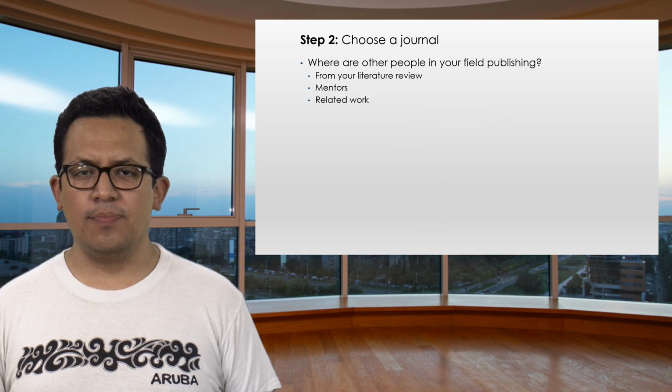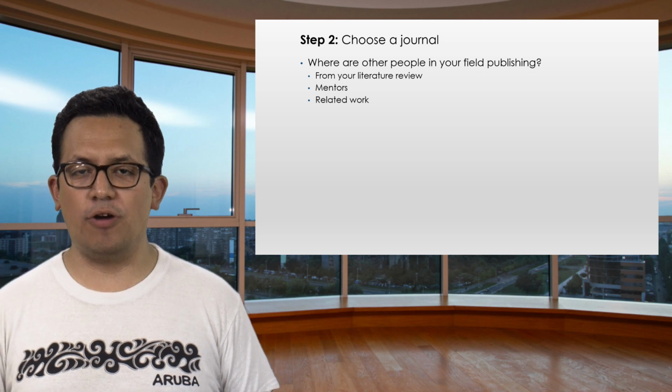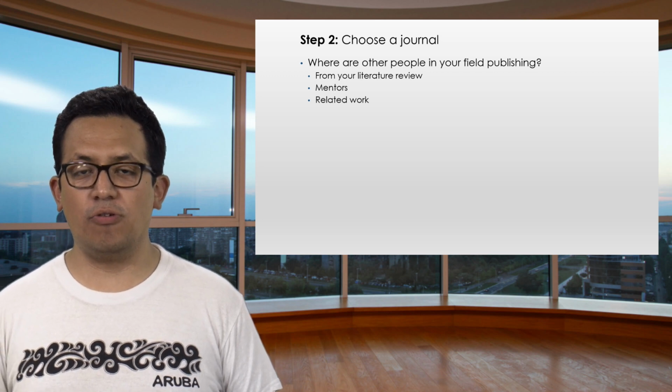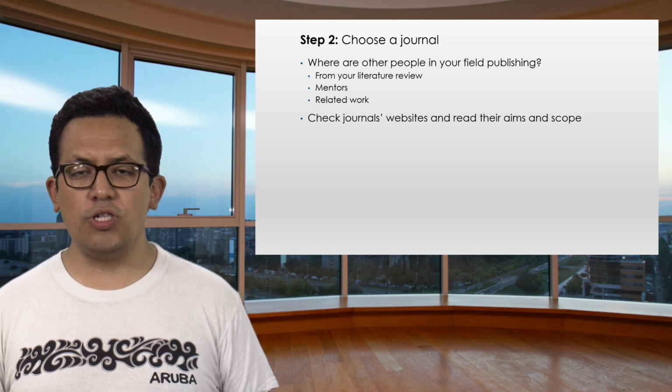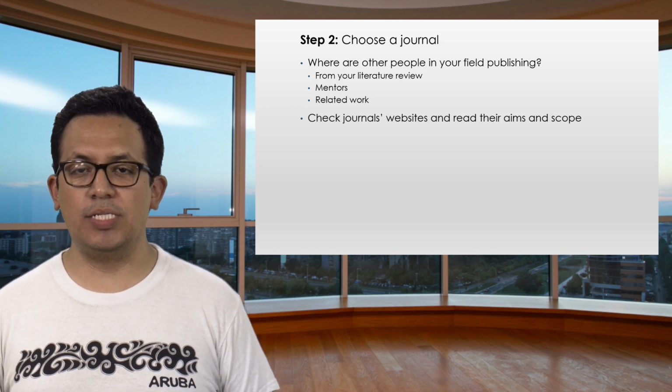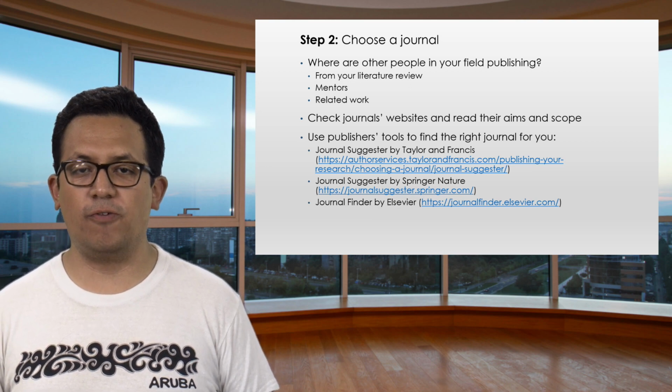How will you do this? Well, you can check with other people what are they publishing and where are they publishing. You can check your literature review, ask your mentors, or check related work. You can also check journals' websites and read their aims and scope. You can also use publishers' tools to find the right journal for you.